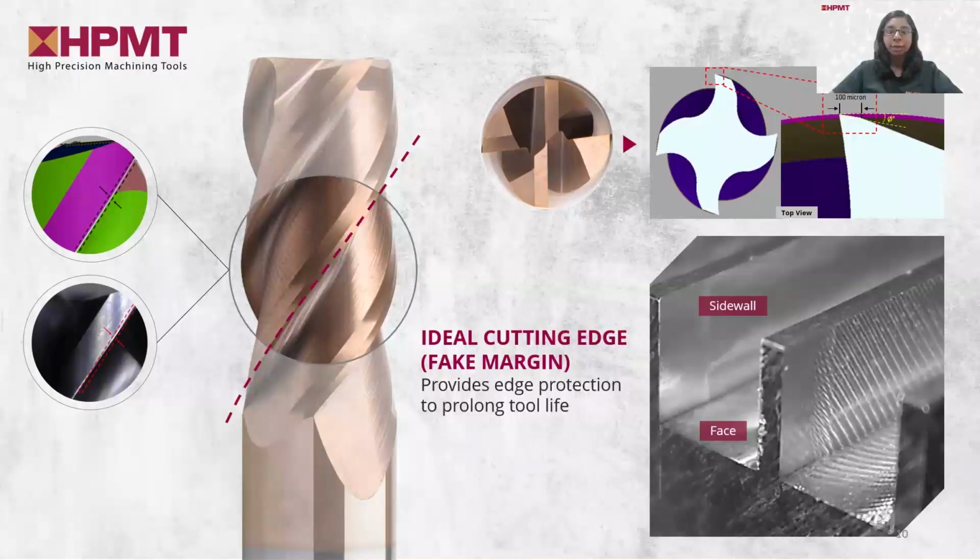Idle cutting edge reduces cutting force during machining, which leads to stable cutting operations. The smooth and precise idle cutting edge helps in achieving a high-quality surface finish. It also helps in prolonging tool life and enhancing durability.